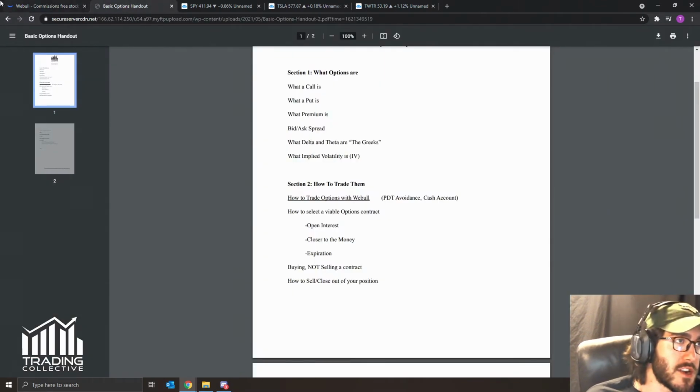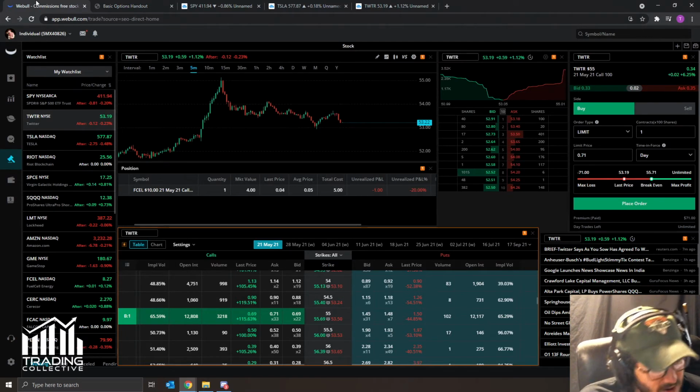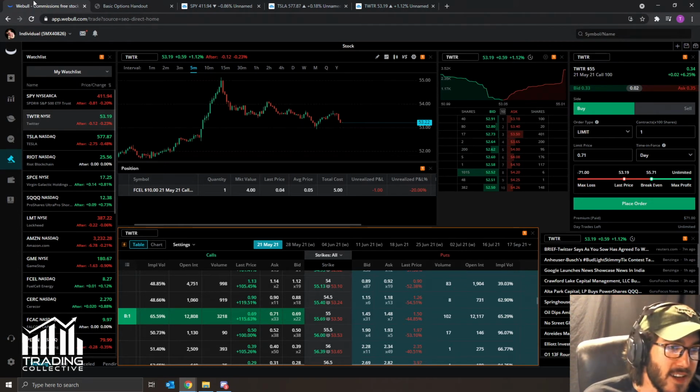Buying, not selling a contract. This is a very, very easy way to screw your account up if you're clicking the wrong thing. So when you're buying a contract, you're buying it, not selling a contract. There is a big difference. That's a more advanced version of options trading. We'll talk about that later. But when you click on the contract, click on last price or ask. Make sure it says buy over here. Adjust your limit and then place your order.